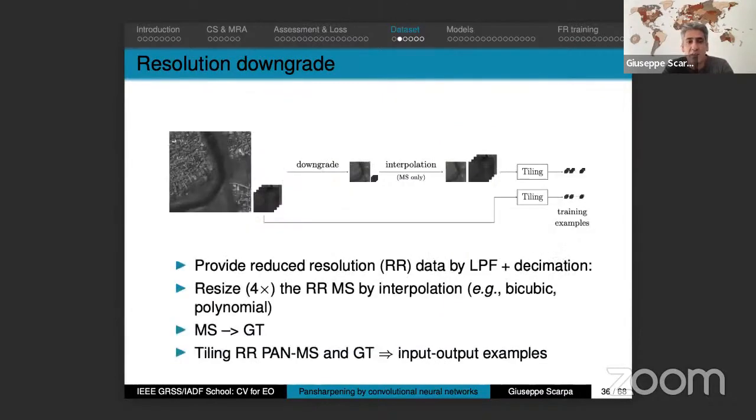In detail, in addition to the low pass filtering and decimation steps that are applied to each multispectral band and to the PAN, the reduced resolution MS has to be resized to reach the PAN scale, and this can be done via interpolation. Of course, the same interpolation rule used during training should be used at test time, otherwise we have a mismatch that causes performance loss. Finally, the resized input and the original MS that plays as ground truth will undergo a tiling process to create input-output patches to be arranged in mini batches for training or validation.